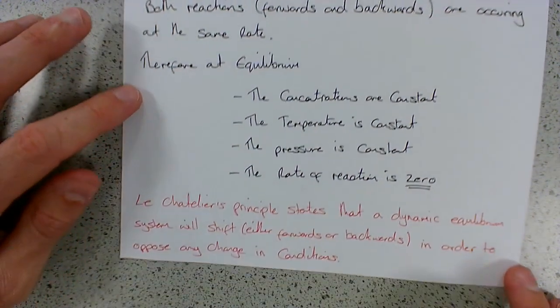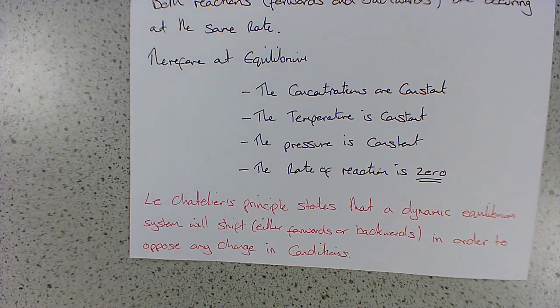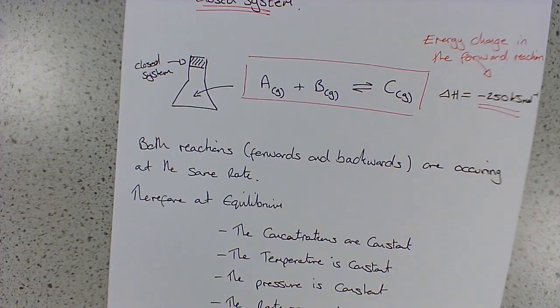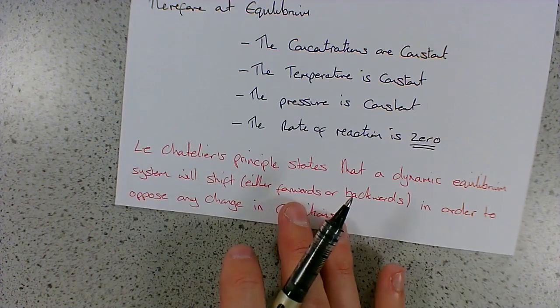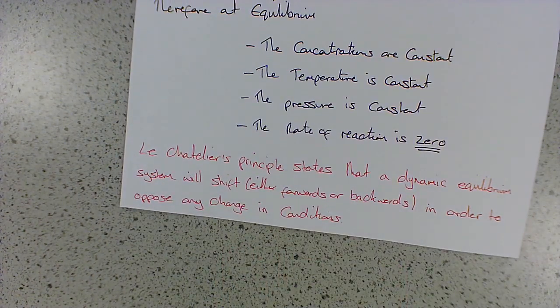So, Le Chatelier's principle states that a dynamic equilibrium system will shift either forwards or backwards. They're the only things it can do, or it can stay the same. So it can either shift forwards to use up more of A and B and produce more C, or it can shift backwards and use up more C to produce more A and B. Those are the only options it has. And it will do that only to oppose any change in conditions.